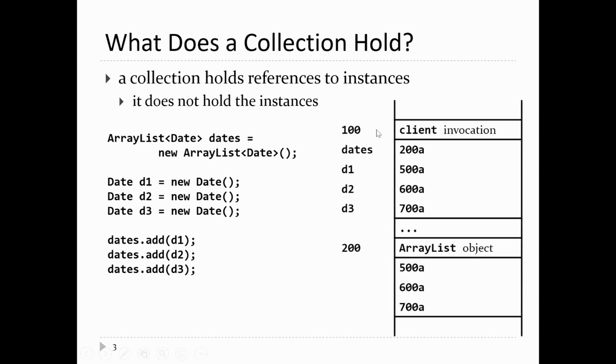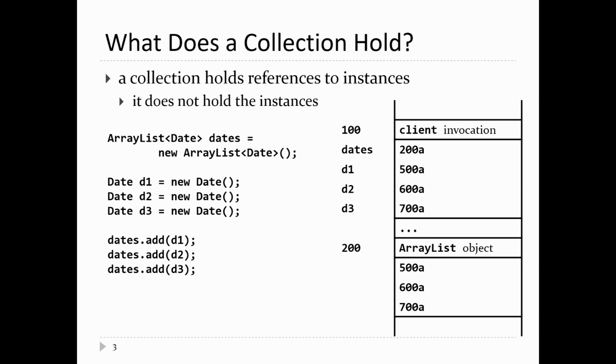So this is what happens. Here's my program running. Dates, that's my list, is here at address 200. I've got my 3 date objects, D1, D2, D3. They're not shown on the slide, but they're somewhere in memory, at address 500, 600, and 700. When I add D1, D2, and D3 to the list, what goes into the list? It's a reference to the object D1, a reference to the object D2, and a reference to the object D3. In other words, it's the references that go into the list.